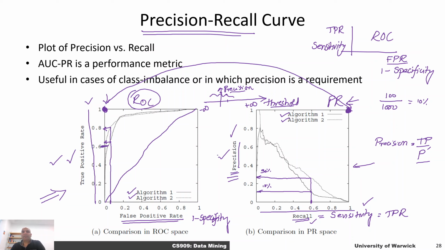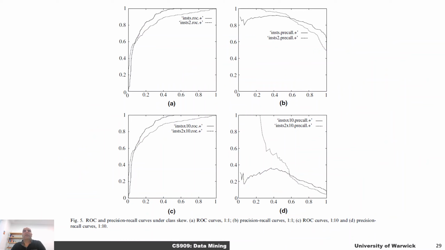However, it depends upon the number of examples. So let's say the examples are balanced. If you've got a balanced test set, with a positive to negative ratio of 1 to 1, in this case the examples are balanced. Both of your curves are going to be pretty much the same. So this is the ROC curve on this axis. This is the corresponding PR curve.